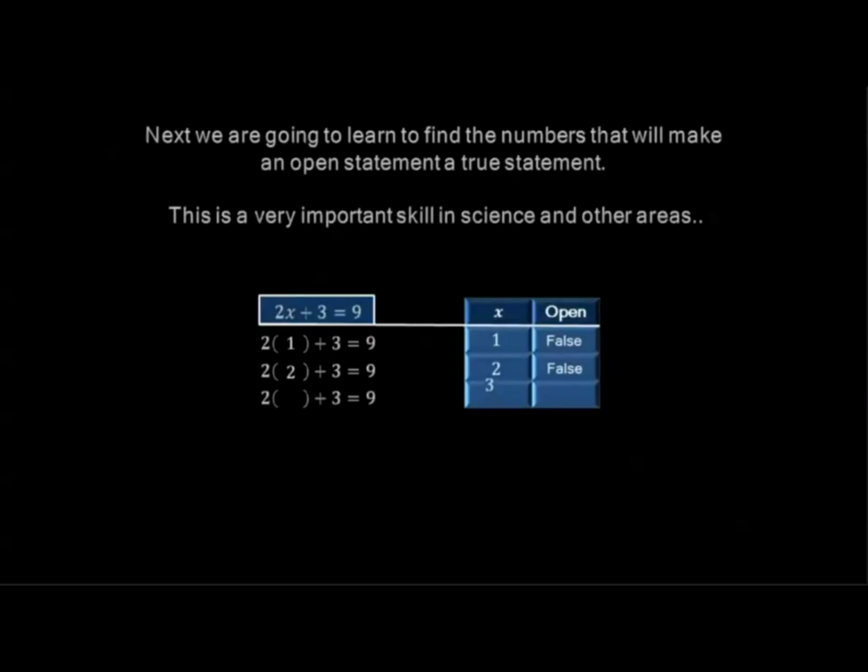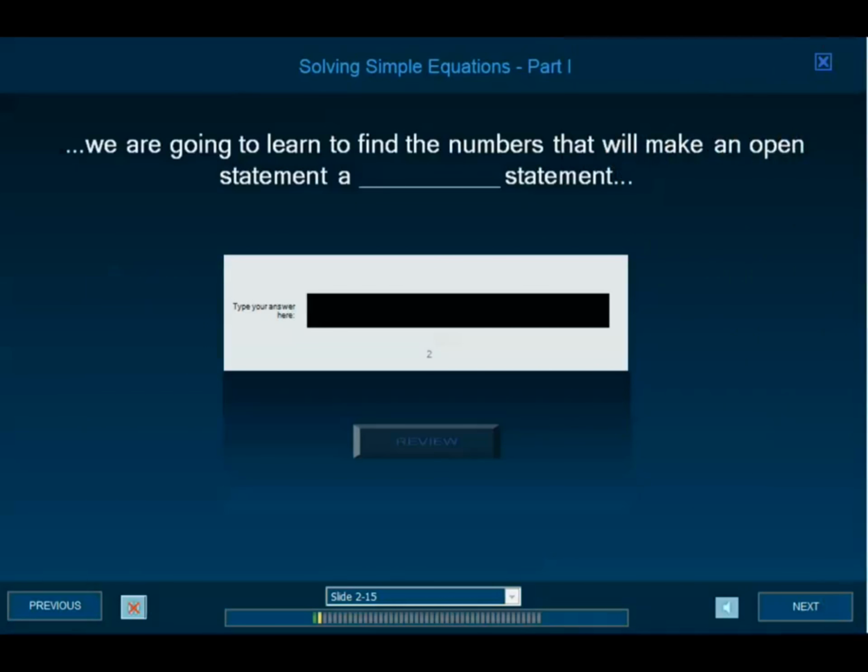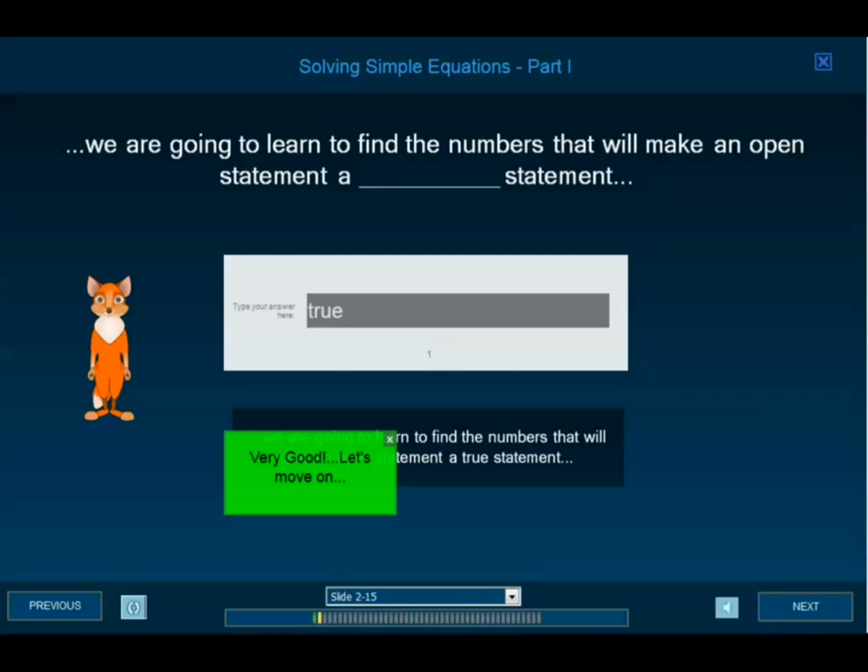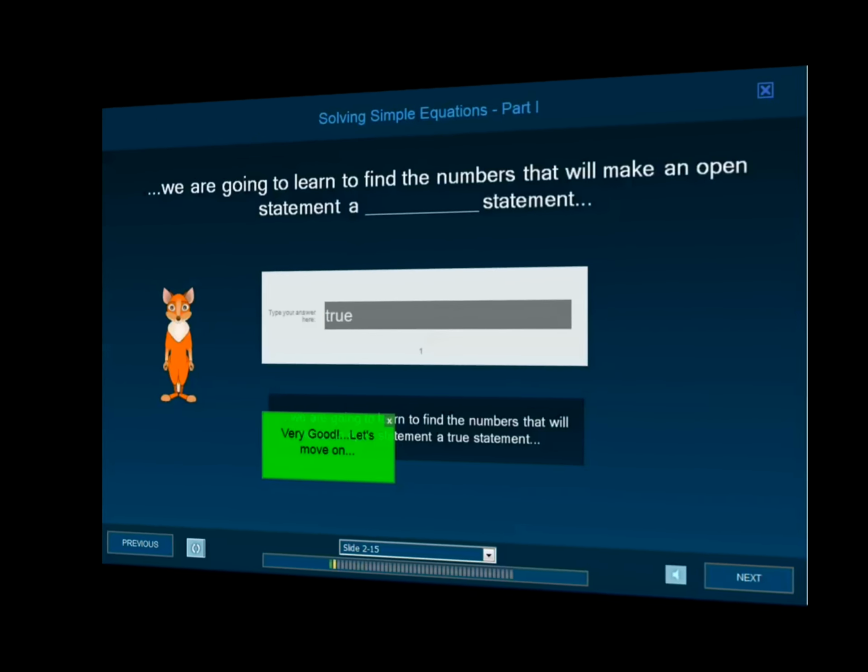Trying our next number, we try the number 3. When we replace x by the value 3, checking with our facts of numbers, 2 times 3 is 6, plus 3 is equal to 9. 9 is equal to 9 is a true statement. Nicely done. We are going to learn to find the numbers that will make an open statement a true statement.